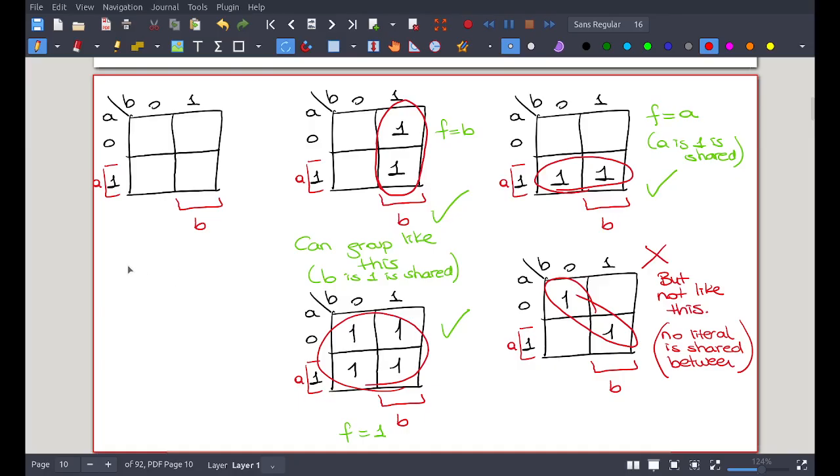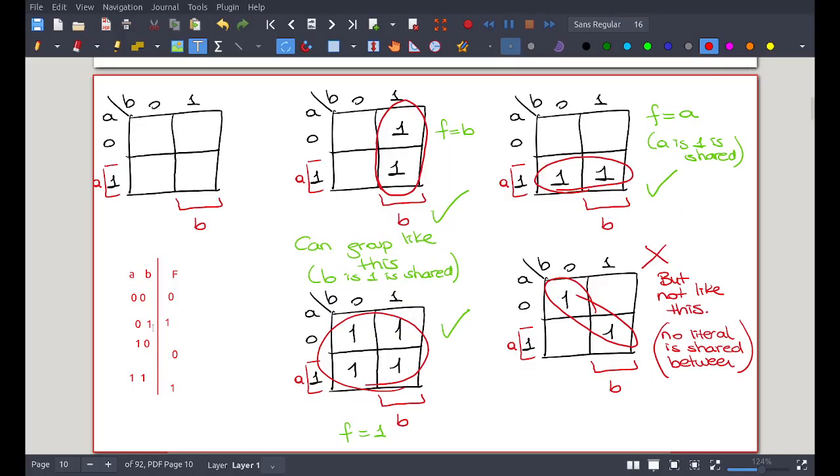Let's say you have a table with A and B, and we have the value F. The values are 0 and 0, 0 and 1, 1 and 0, 1 and 1, and then we have some values over here as well: 0, 1, 1, and let's say 0, 1. I'm just giving random examples.